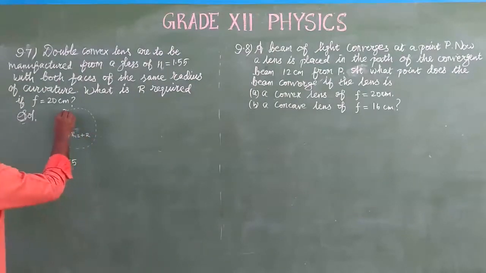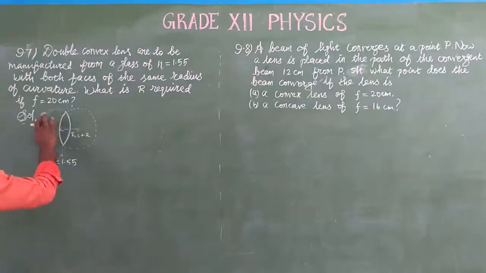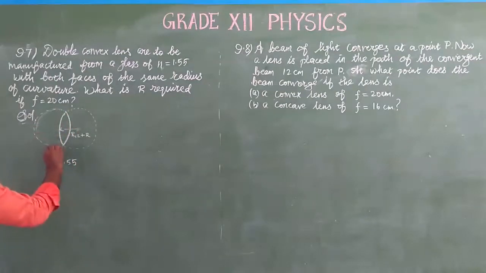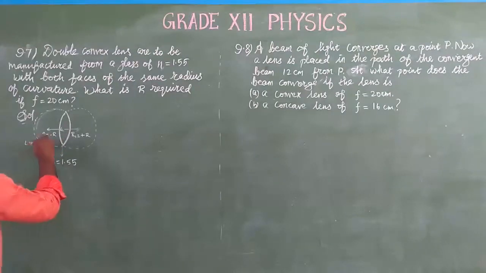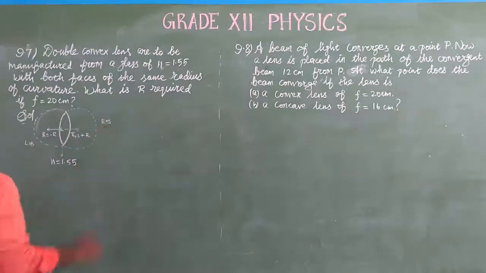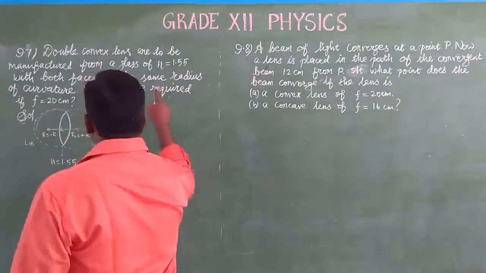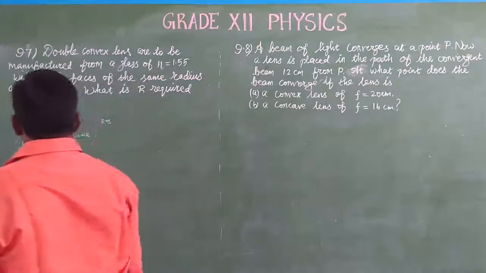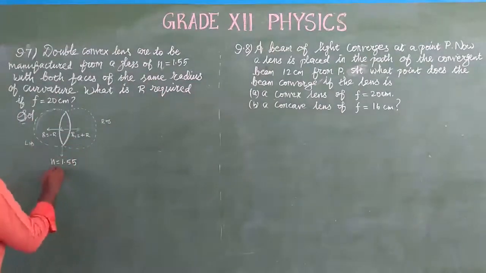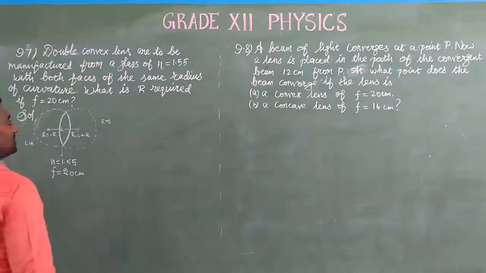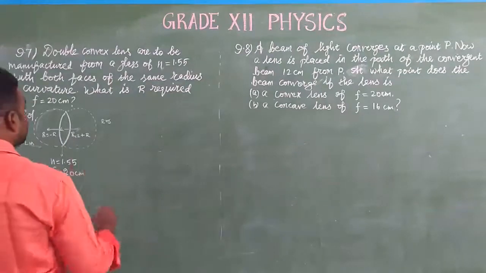And the second spherical surface, that is R2, is equal to minus R, because it is on the left-hand side and the first is on the right-hand side. Now what they are asking is: what is the radius of curvature required if the focal length is 20 centimeters? They gave the focal length as 20 centimeters, always plus. So this we are going to solve now.